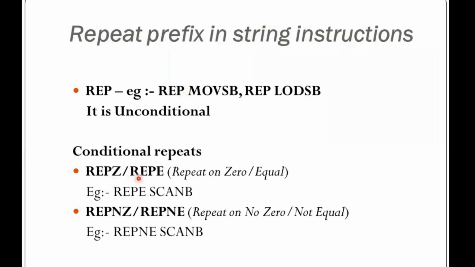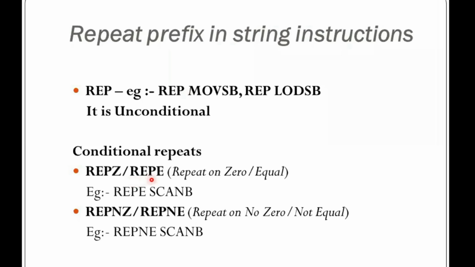Look at here, REPE. That means repeat when equal. Or this can also be told like this: repeat on zero flag. When do you think the zero flag is set? When the previous instruction value is 0. It means that the previous instruction has produced an equal. If the comparison of the previous instruction finds them the same, then the zero flag is affected. Then you can either use REPZ or REPE.